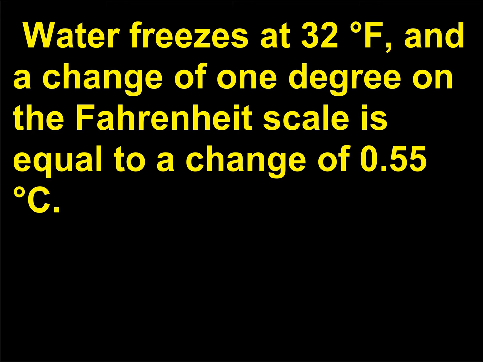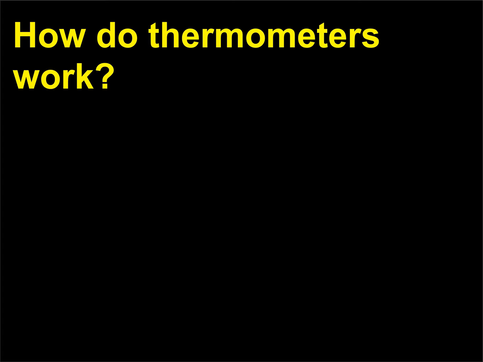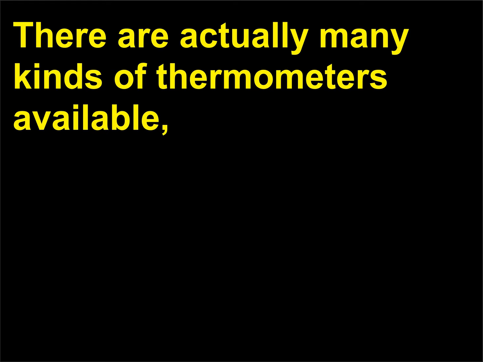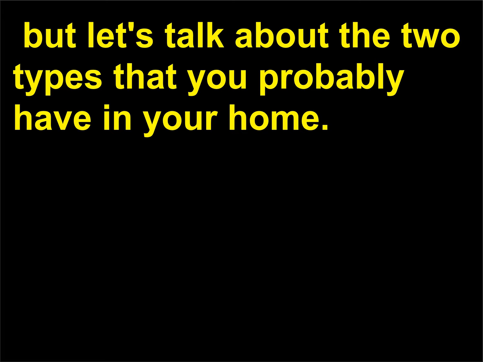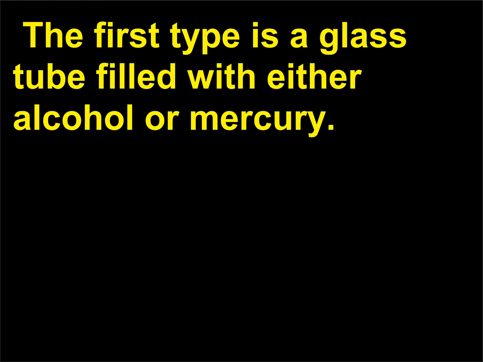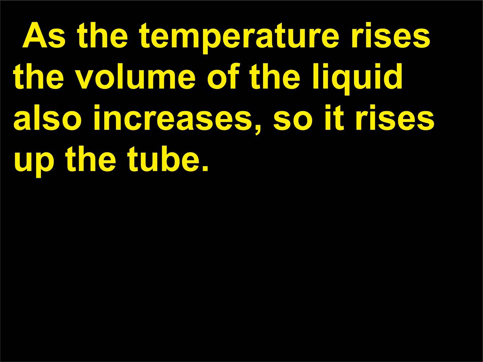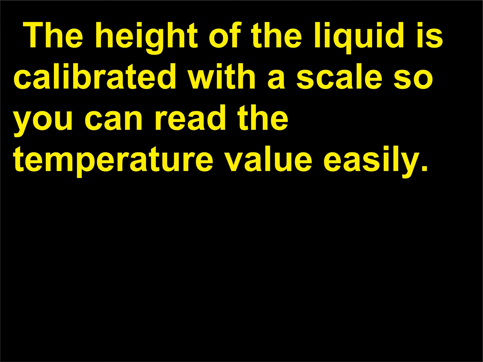How do thermometers work? There are actually many kinds of thermometers available, but let's talk about the two types that you probably have in your home. The first type is a glass tube filled with either alcohol or mercury. As the temperature rises, the volume of the liquid also increases, so it rises up the tube. The height of the liquid is calibrated with a scale so you can read the temperature value easily.